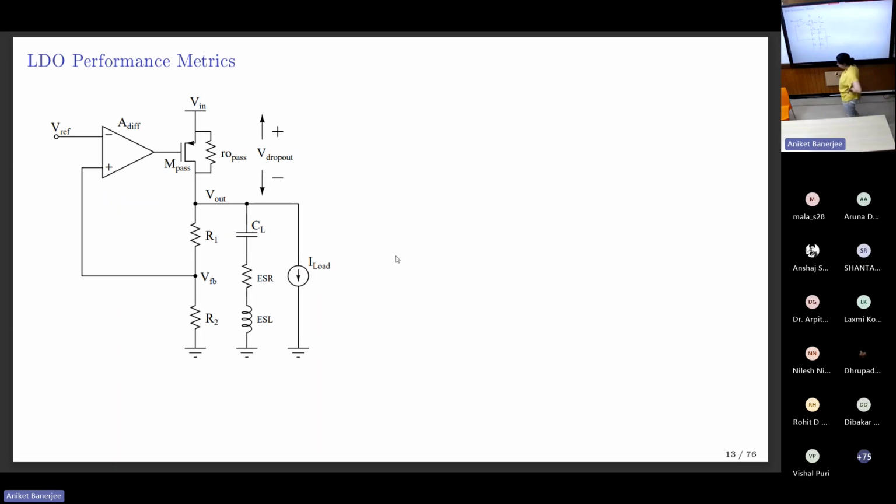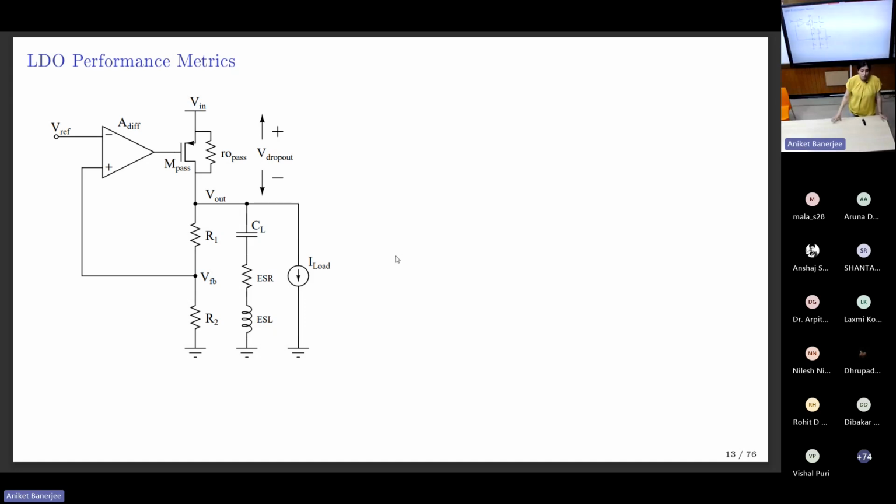The term low dropout regulator is loaded. So first let's talk about the regulator, then we talk about dropout. A voltage regulator's simple job is to keep the output voltage constant. Constant, quote unquote, because nothing is ideal, but that's the role of a voltage regulator.